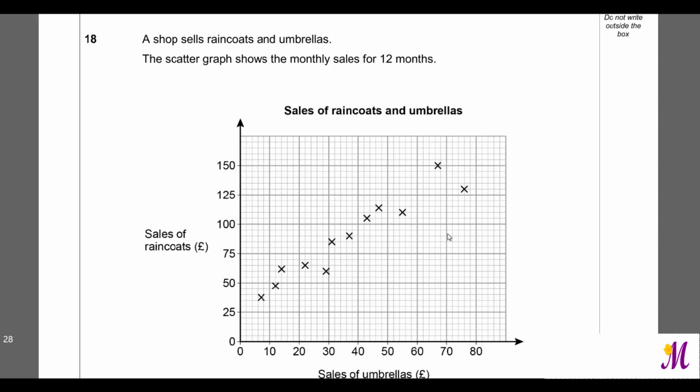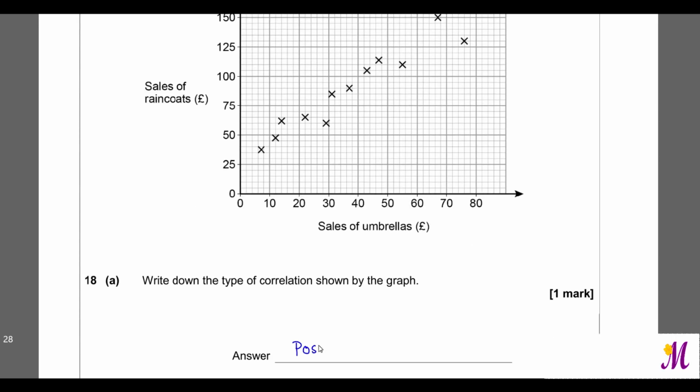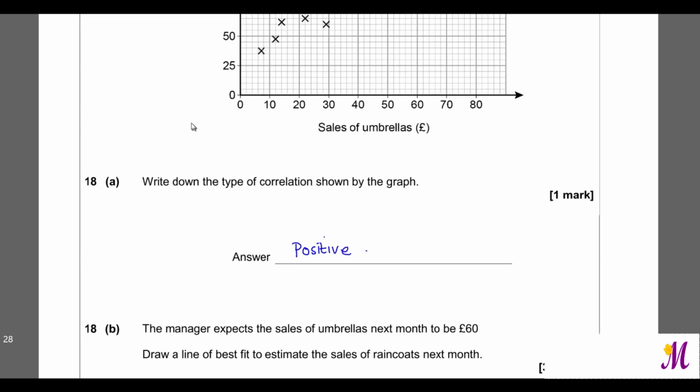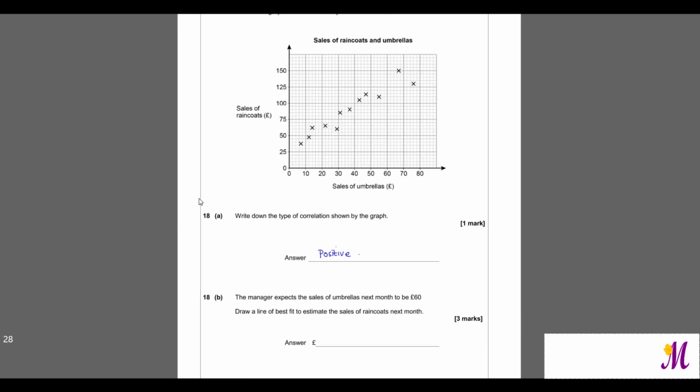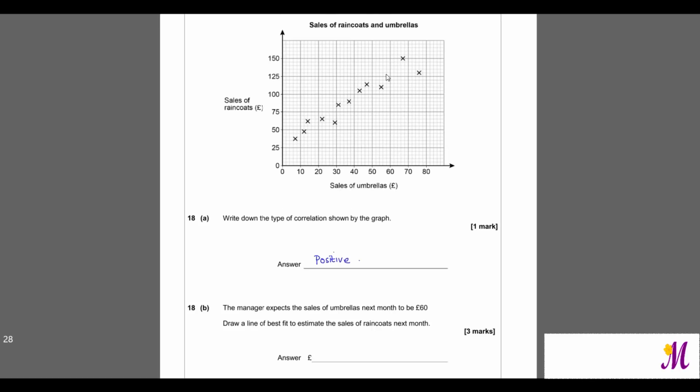So we can see positive correlations between the two variables. So it is positive. And the next question will be, the manager expects the sales of umbrellas next month to be £60. Draw a line of best fit to estimate the sales of raincoats next month. So if it is 60, let's see the grid again. If it is 60, then the sale will be about here, because as you can see the correlation. So if it is 60, that will be about here.